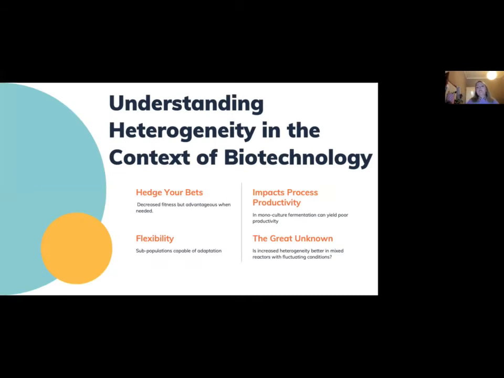And so this variation allows microbial species to hedge their bets. In this case, the population is heterogeneous prior to any change in external condition. And then this subpopulation may have decreased fitness in optimum conditions, but come into their own when a particular stress is applied. And it allows the flexibility to change in response to a particular external cue without alterations in the genome. And so what does this mean for biotechnological processes?